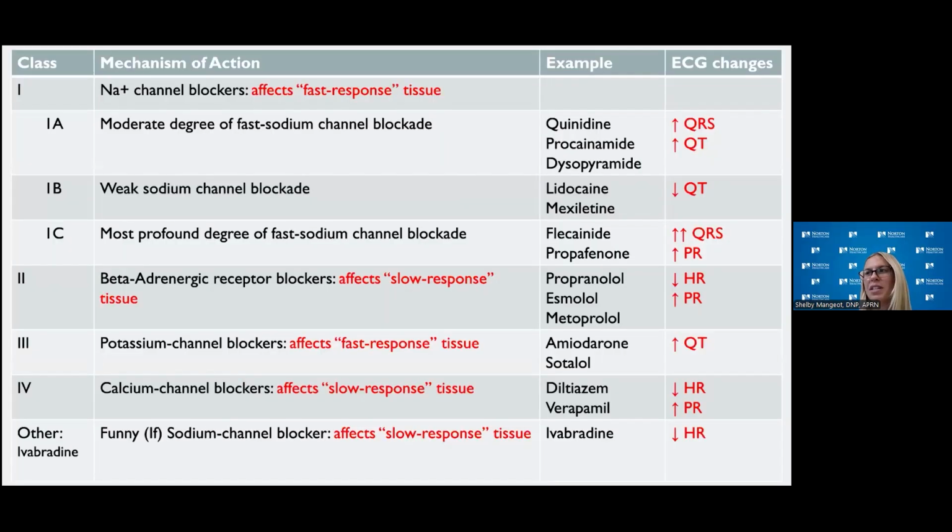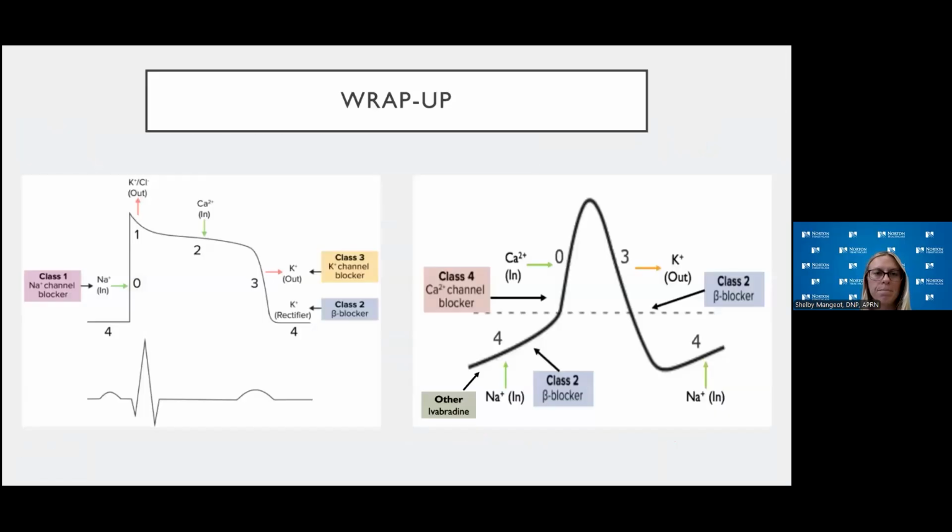This is a really nice little chart that goes over the classes, the mechanism of action, which action potential is being affected, and common ECG findings that you can see with these medications, if you all want to take a picture of this. And just as a wrap up, this is showing you the 2 various action potentials and where these antiarrhythmics specifically affect those action potentials to prevent arrhythmias. Thank you.